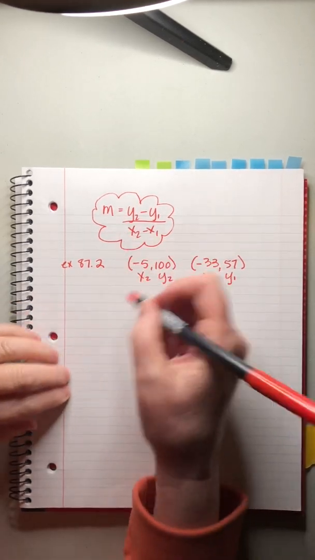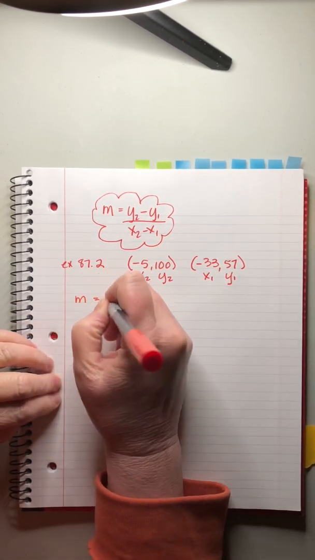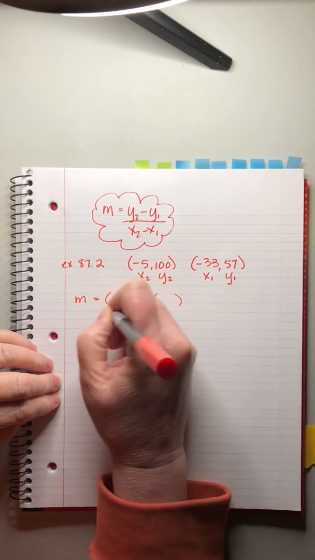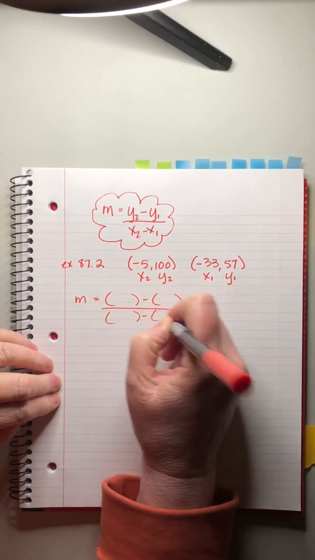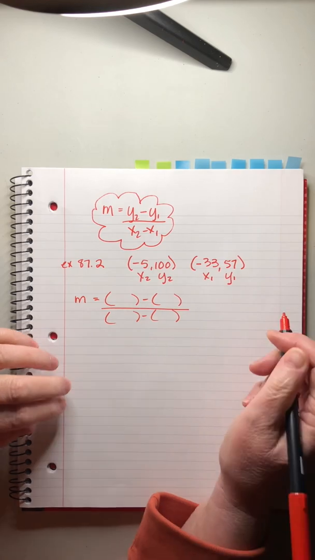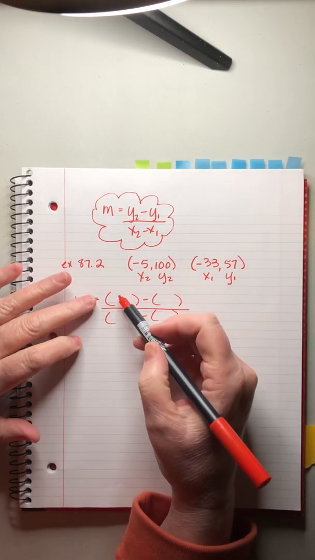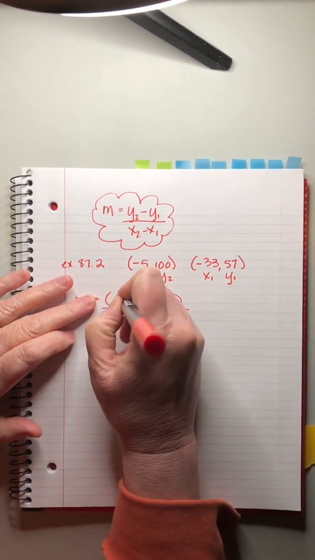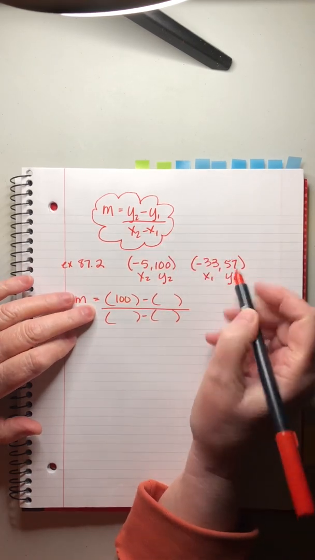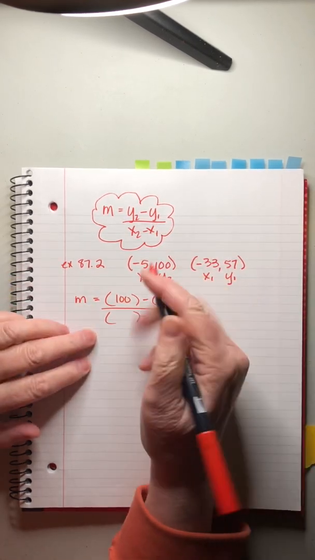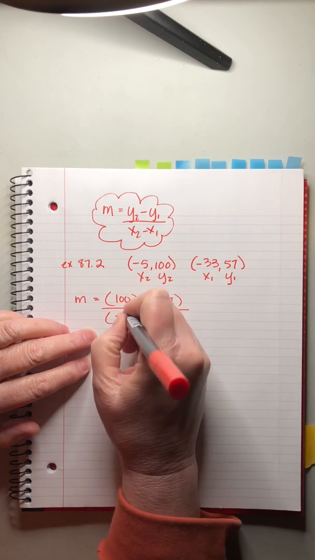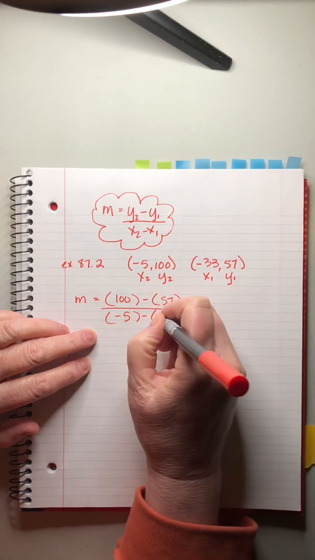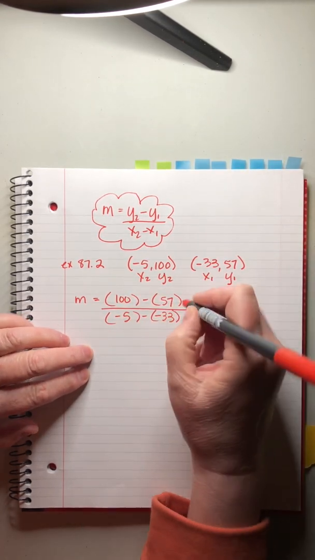Okay, now we're going to plug in m equals buckets, my other hot tip, right? Labels and buckets are my two tips. All right, y2 is 100. y1 is 57. x2 is minus 5. And x1 is minus 33.